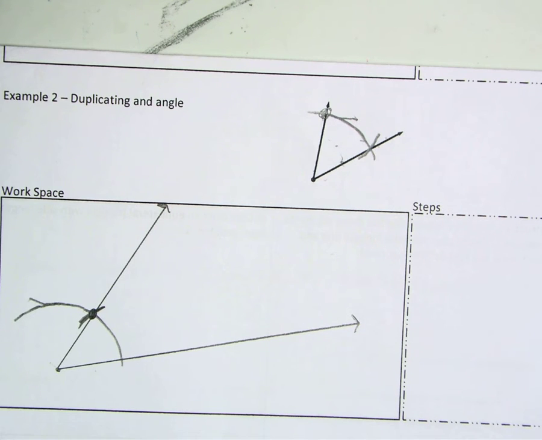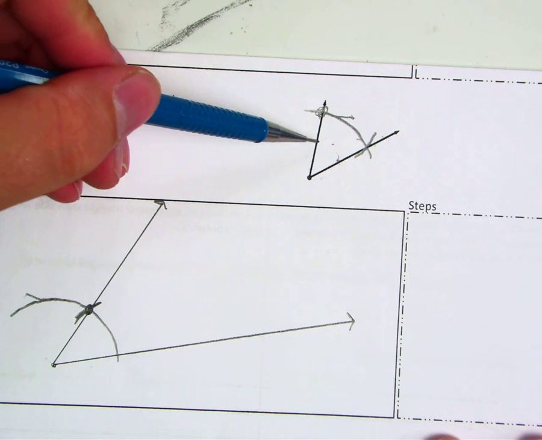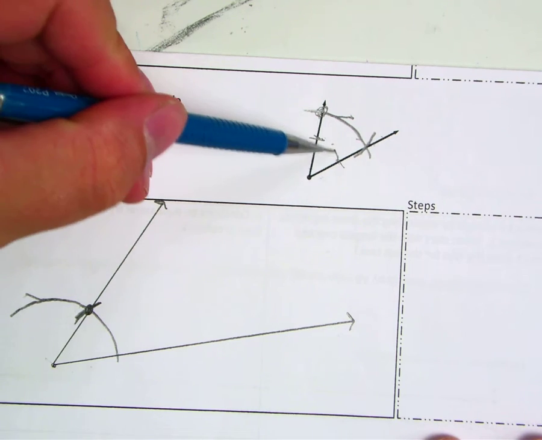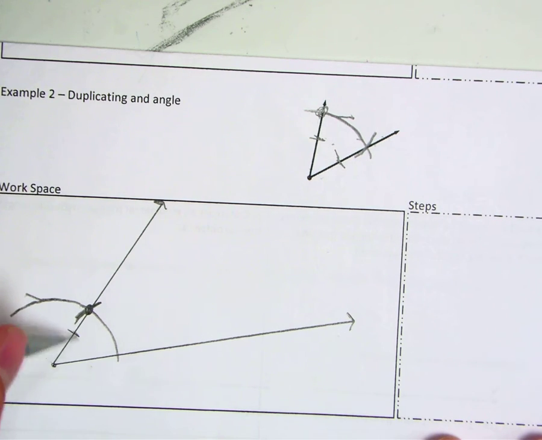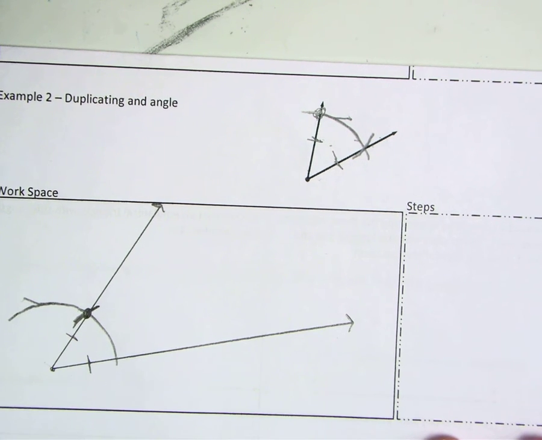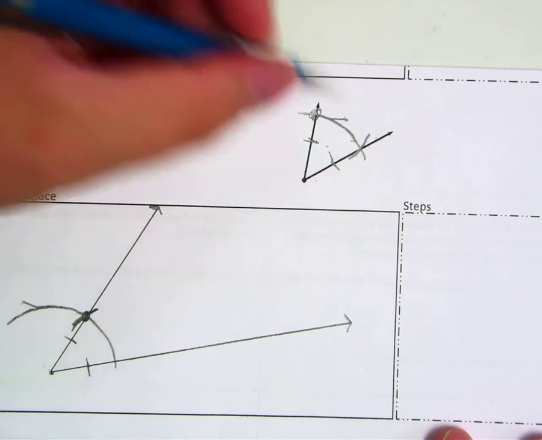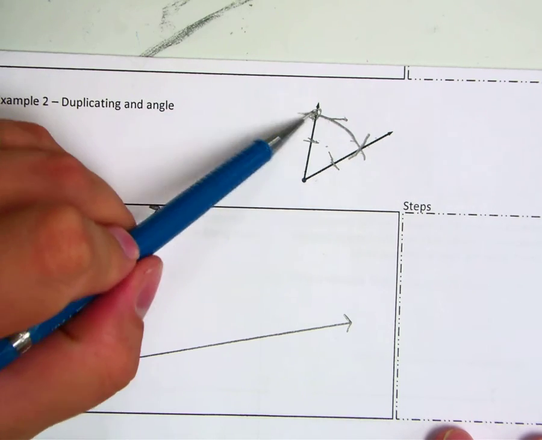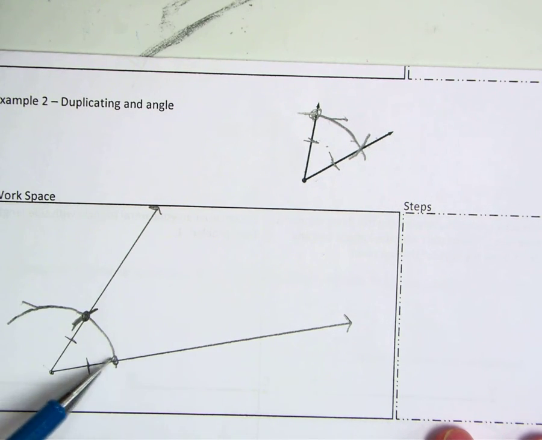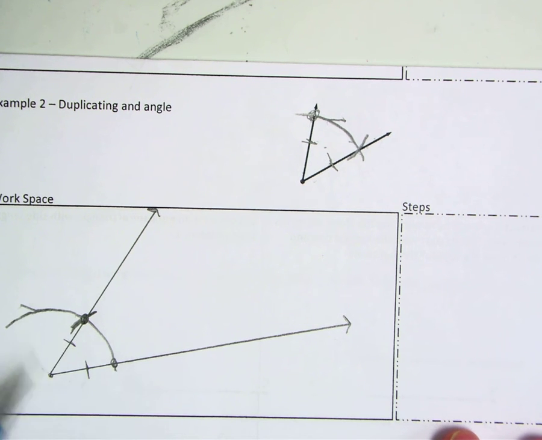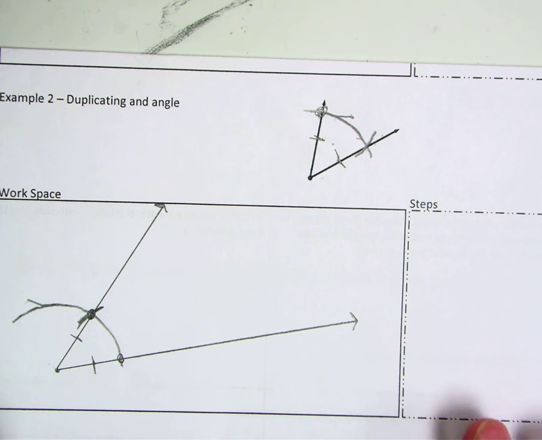Now basically what we've done here is we've made a triangle. We've set these two distances equal to these two distances with our first arc, and then the distance between these two points and these two points we've set with our second arc. So we've kind of basically copied three different line segments to copy one angle, and we've made a triangle out of that.